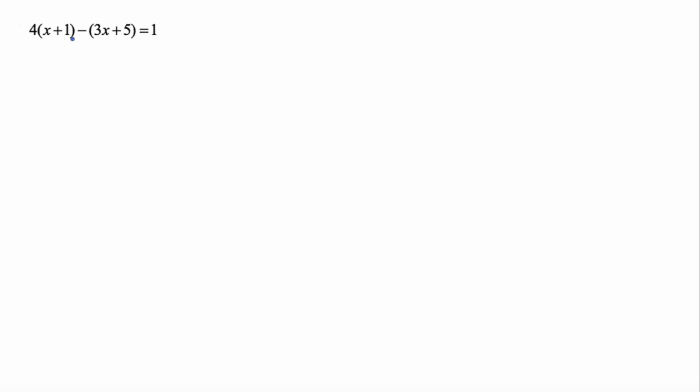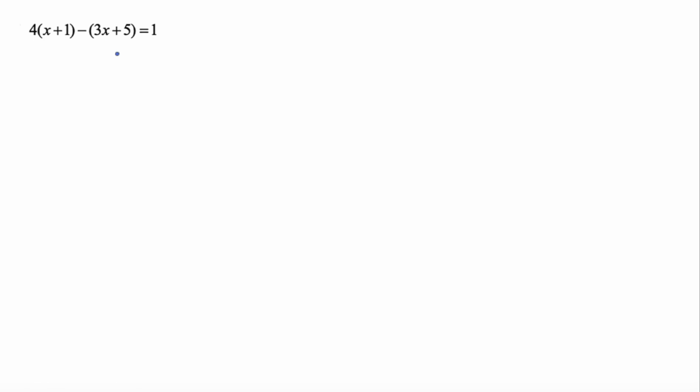All right, so here we want to solve this equation. It's 4 times, in parentheses, x plus 1 minus, and in parentheses, we have 3x plus 5 equals 1. Right, so when we take a look here, we see that there's an x in this parentheses, and there's an x in the second parentheses.